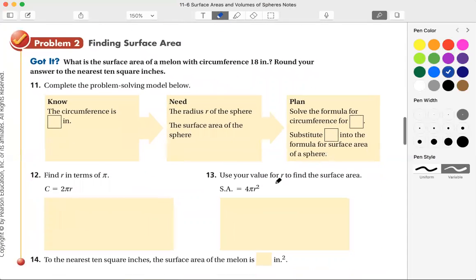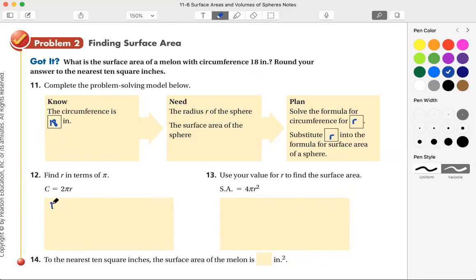What is the surface area of a melon with a circumference of 18 inches? We know that the circumference is 18 inches. I need the radius r to find the surface area of the sphere. So we're going to first solve the formula for the circumference for r, then substitute r into the formula for the surface area.